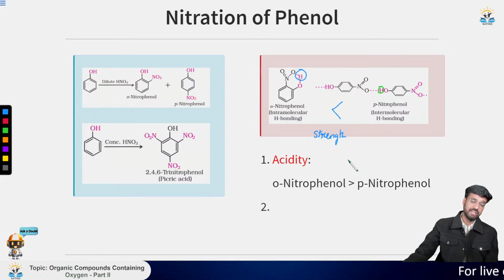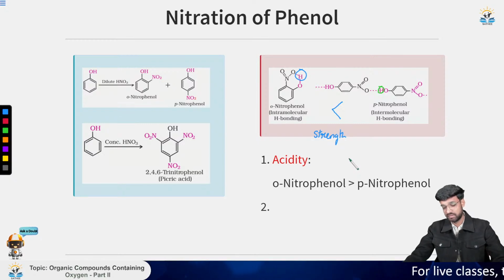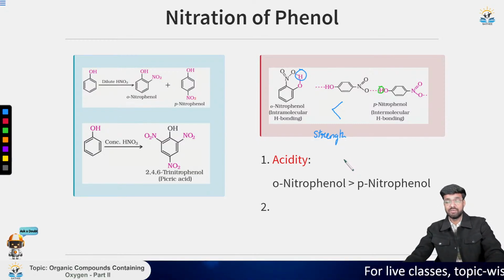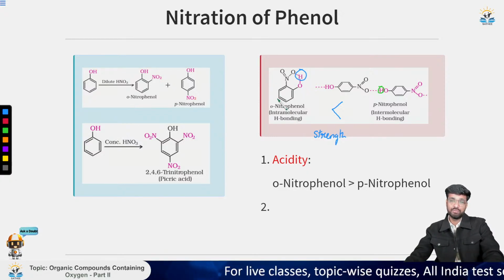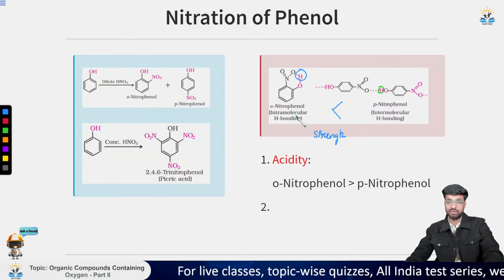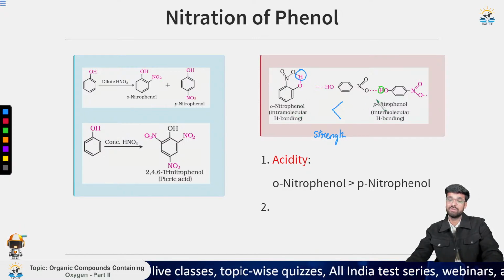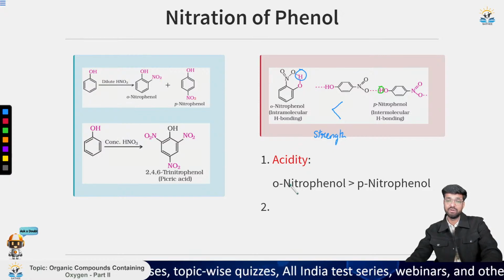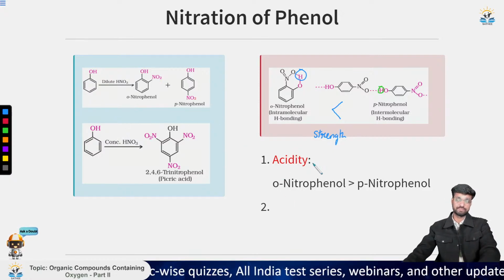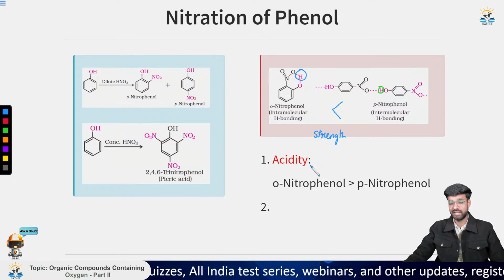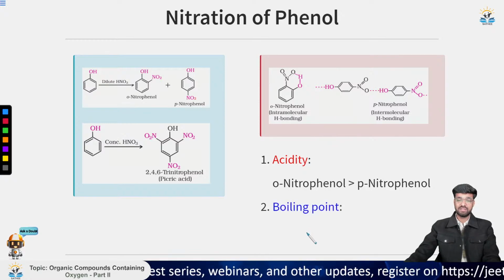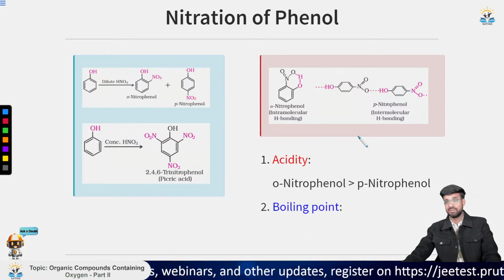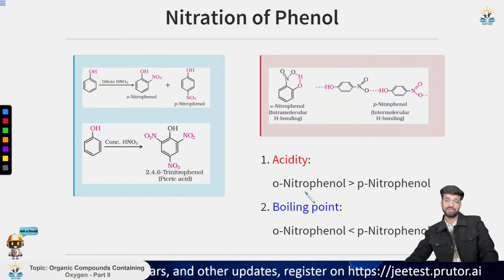And you know very well what acidity is. According to the Arrhenius concept, it is basically the giving of H plus. Now since this H is interacting with the phenol group or nitro group intramolecularly, which is weaker as compared to this one, this H will be released easily. So orthonitrophenol will have a higher acidity. Now the second effect is that the boiling point of paranitrophenol is greater than orthonitrophenol.